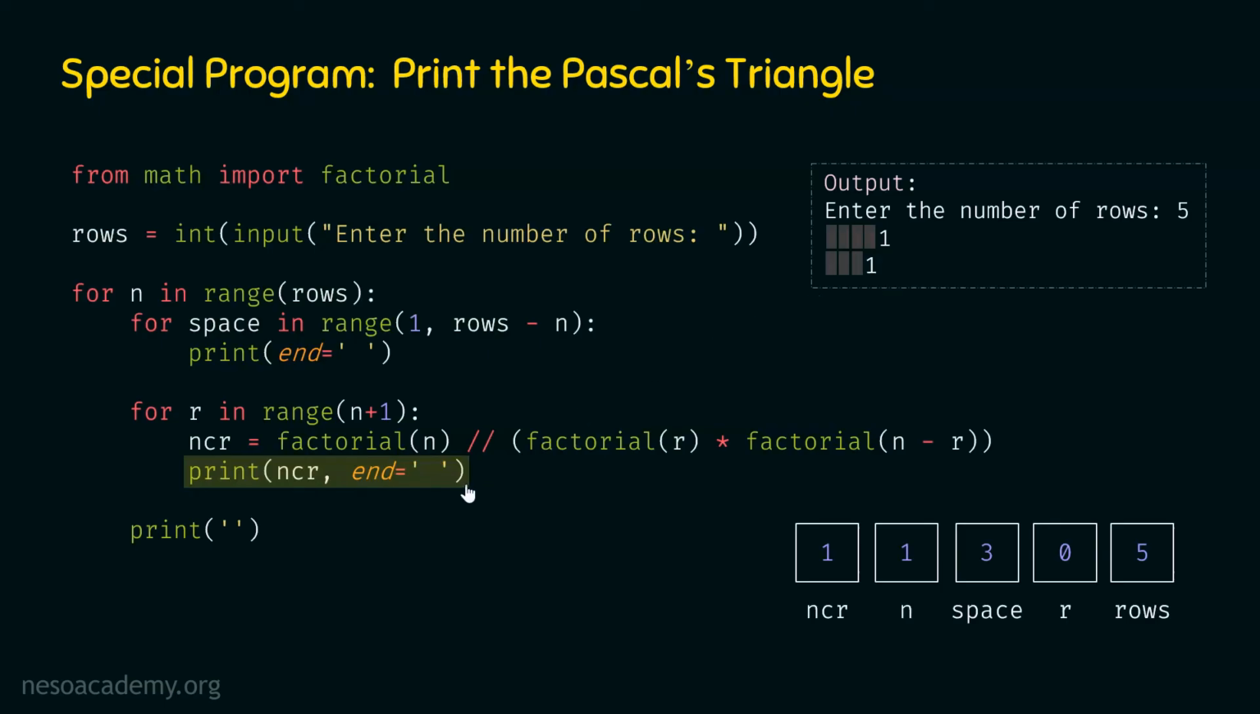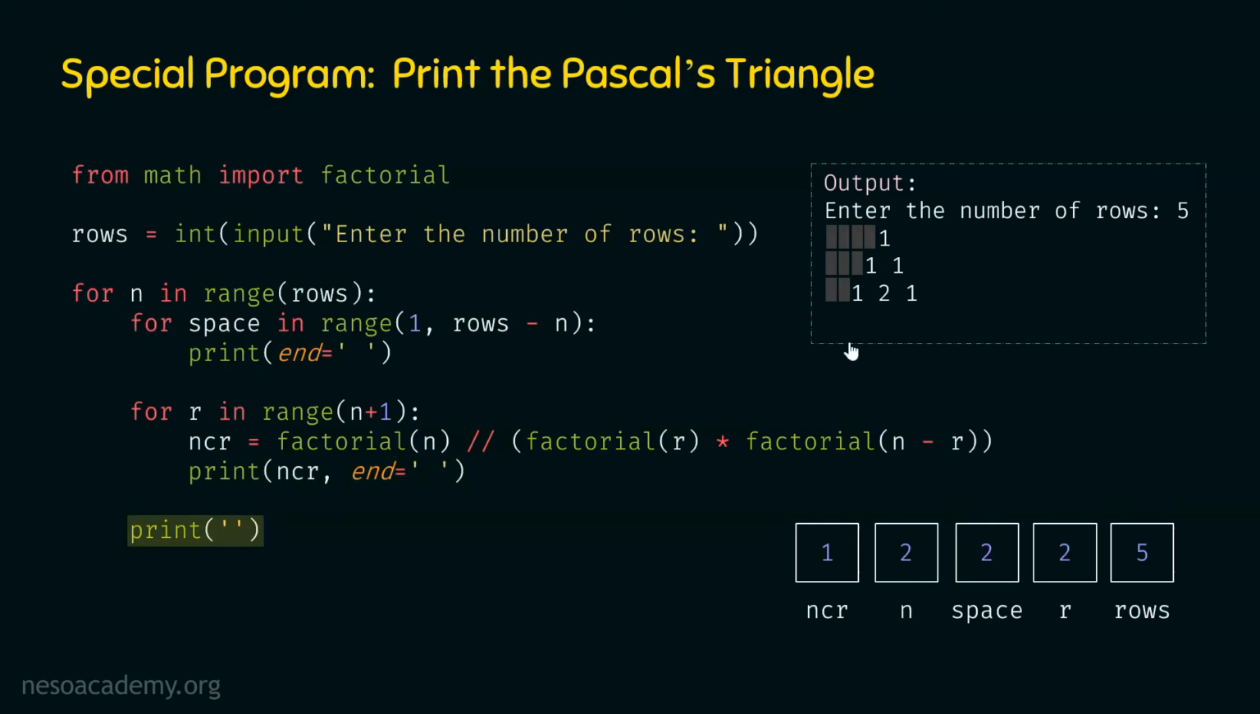After executing this statement, we need to execute this statement once again. This time r must point to this object with value 1. Now we need to execute this statement. This time also NCR must point to object with value 1. Now we need to execute this statement. So we'll get 1 on the screen along with the white space. I hope up to this point everything is clear. Now let's execute this statement. We will now move to the new line.